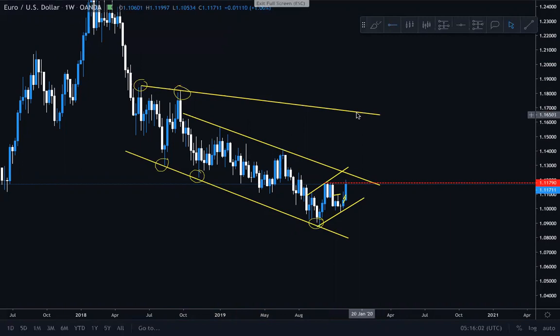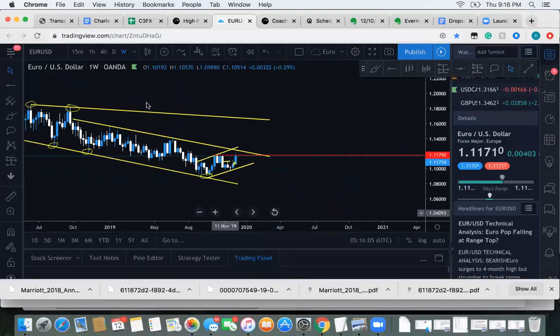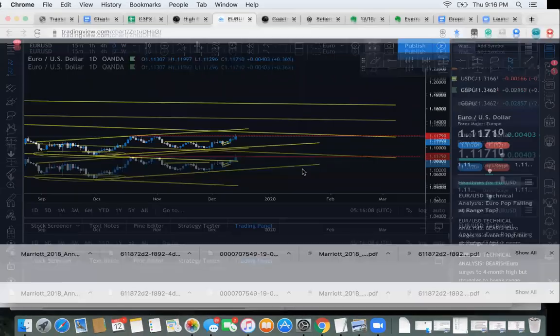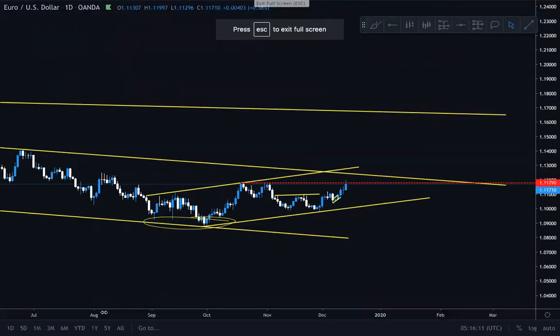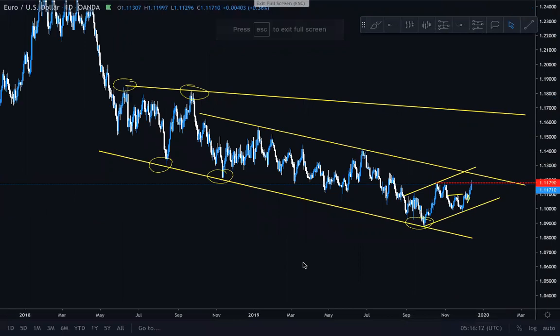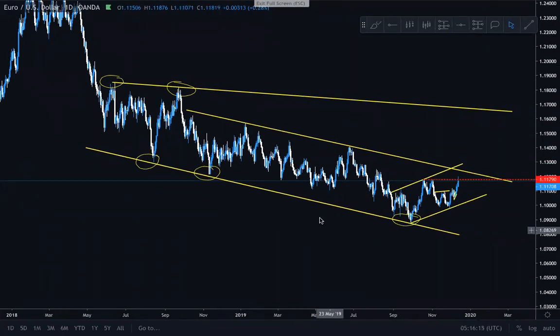Also within the weekly descending channel, as we can see on the weekly, but we're just going to go down to the daily anyway, you can see on the weekly that we also have another descending channel within the weekly descending channel. Again, same bottom and then a different top this time.